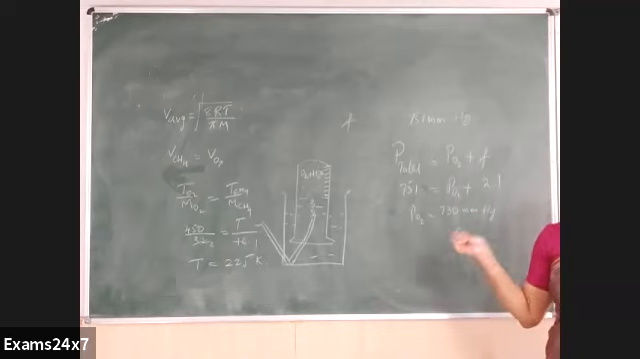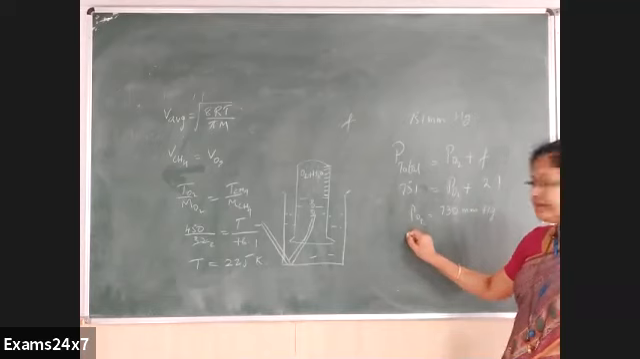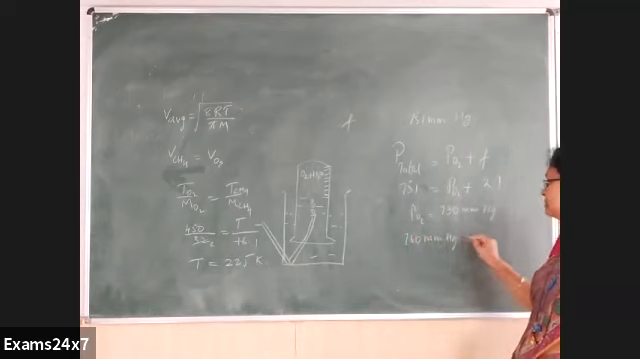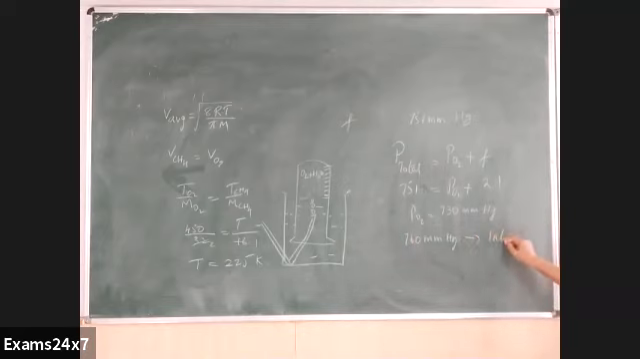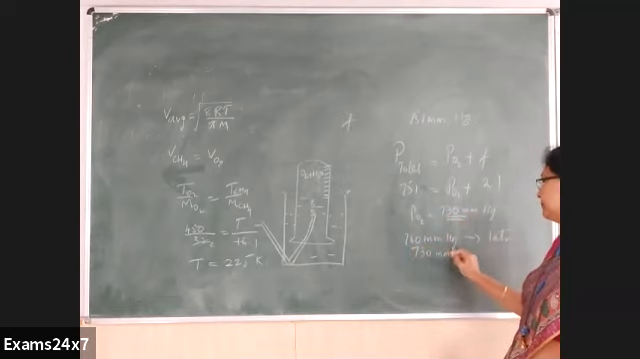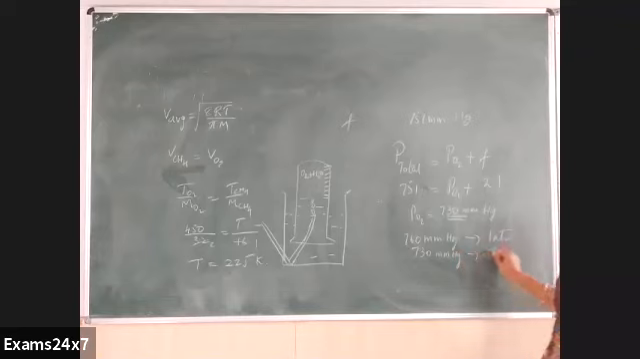Can we convert this mm of mercury into atmosphere? How? 760 mm mercury is equal to how many atmosphere? 1 atmosphere, right? Now here we have the answer. 730 mm of mercury is how many atmosphere?